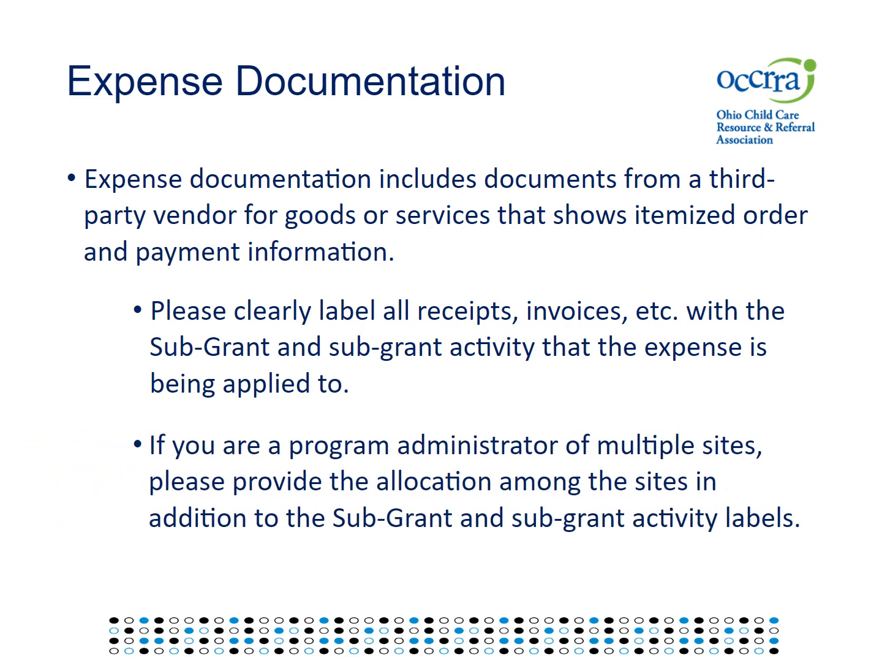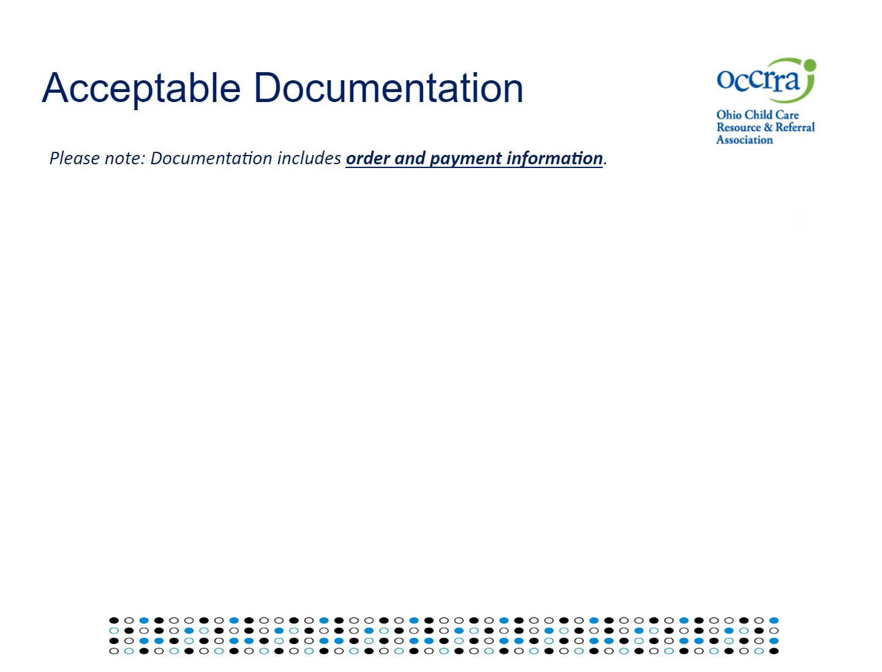If you are a program administrator of multiple sites, it is possible that information provided will be for multiple sites. Please provide the allocation among the sites in addition to the subgrant and subgrant activity labels. Here are forms of acceptable documentation. Please note that they include order and payment information.